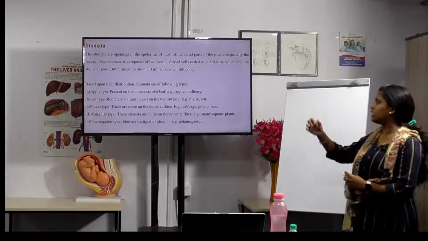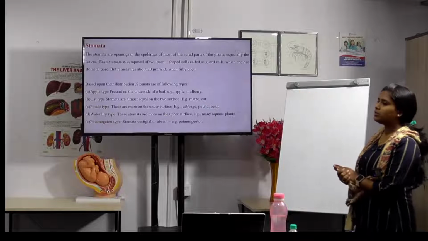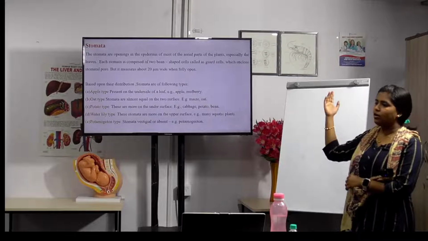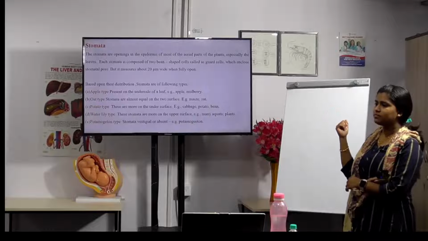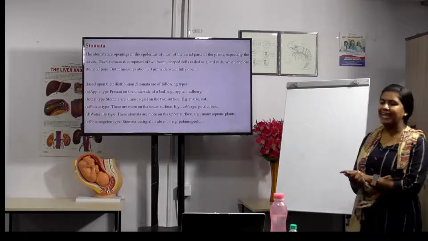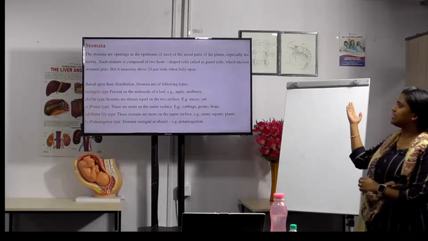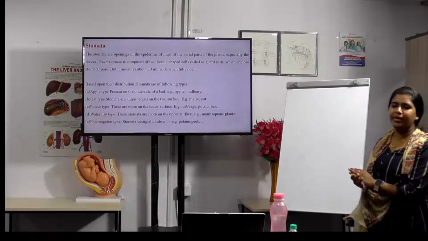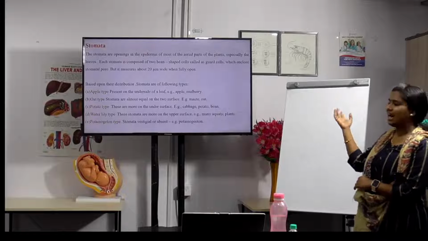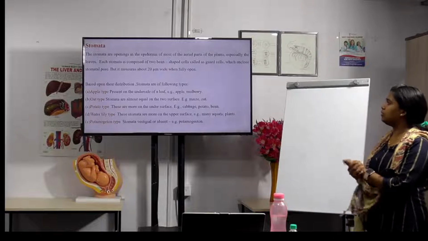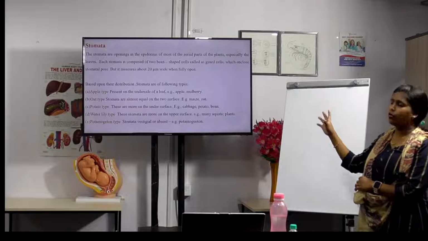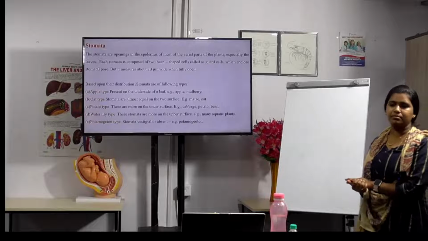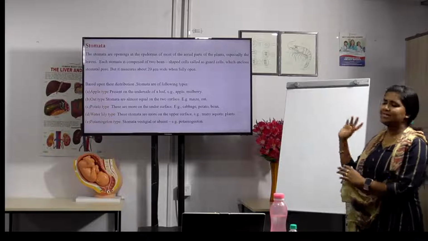Yes, transpiration can help. The stomata are the openings in the epidermis of most of the aerial parts of the plants, especially the leaves. They are composed of two bean shaped cells as guard cells which enclose the stomatal pore. Okay, these are the types of stomata.